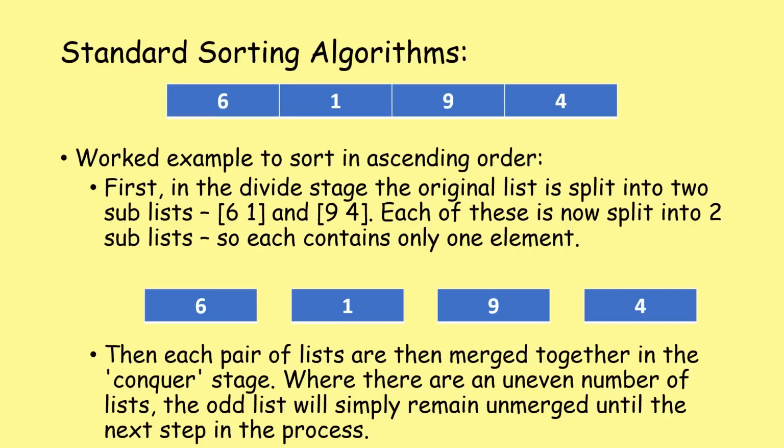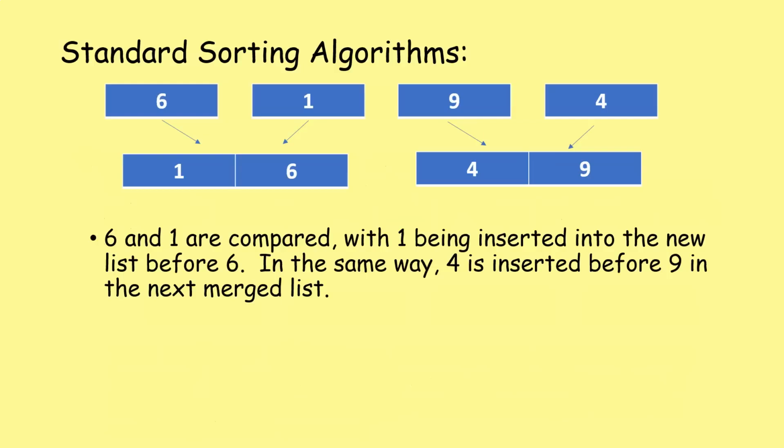So if you're writing this out, please show these steps just to make sure you get full credit. That each pair of lists are merged together in the conquer stage. Where there are an uneven number of lists, the odd list will simply remain unmerged until the next step in the process. So 6 and 1 are compared, with 1 being inserted into the new list before the 6.